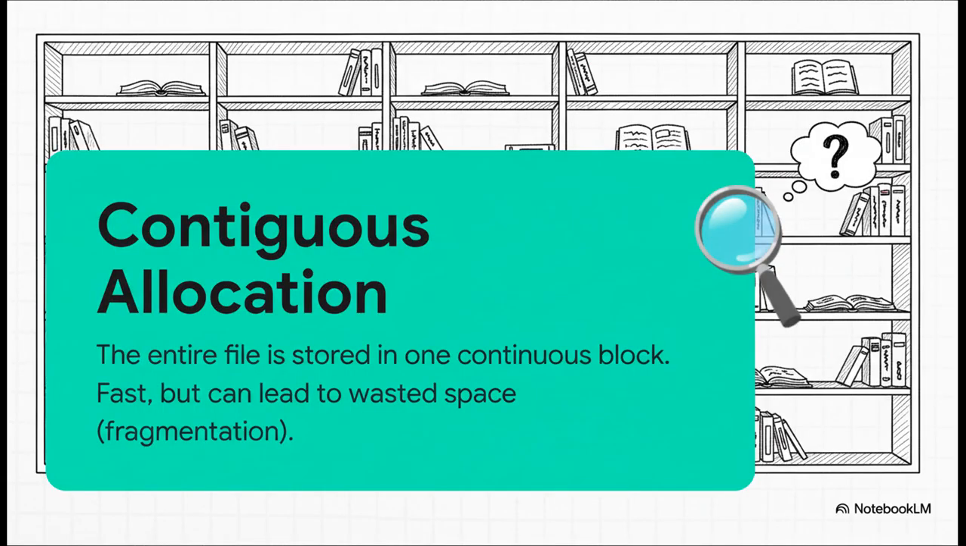First up, we have contiguous allocation. Go back to our library. This is like trying to find one single, super long empty shelf that can fit your entire encyclopedia series all in one go. If you can find it, reading is incredibly fast because it's all right there together. But the massive downside is finding a big enough empty spot, which leaves all these little unusable gaps everywhere. We call that external fragmentation.